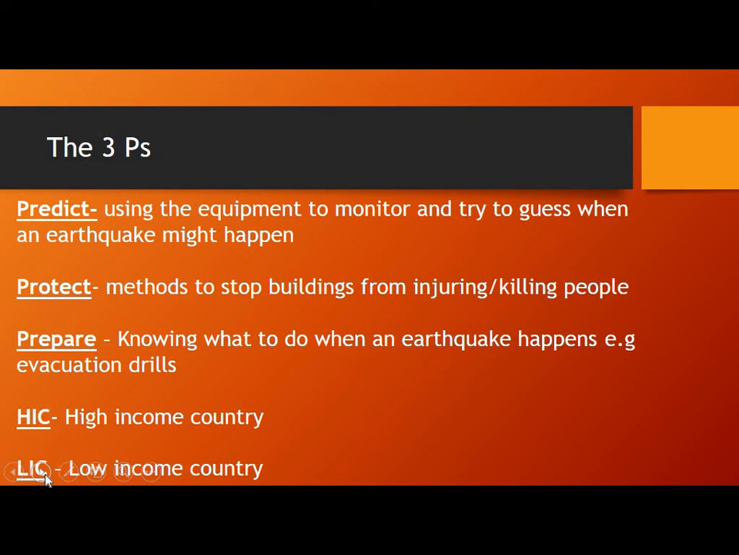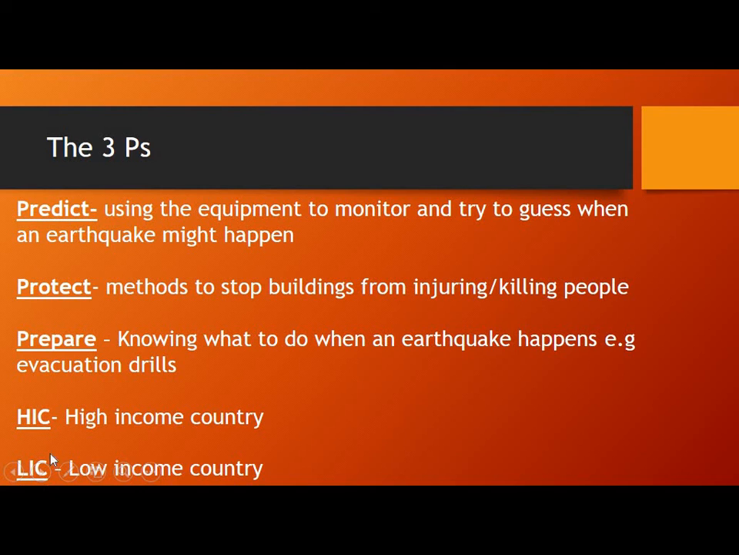Our keywords today: predict, so using the equipment to monitor and try to guess when an earthquake might happen. Protect, methods to stop buildings from injuring or killing people. And prepare, knowing what to do when an earthquake happens. Example, evacuation drills, like a fire drill.